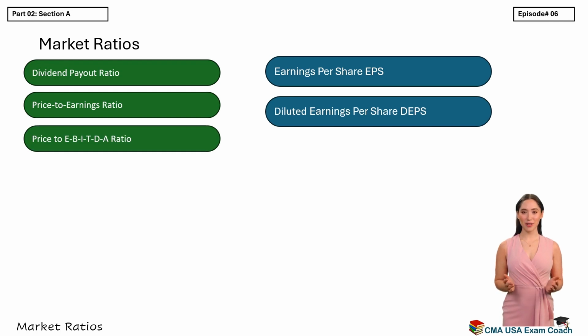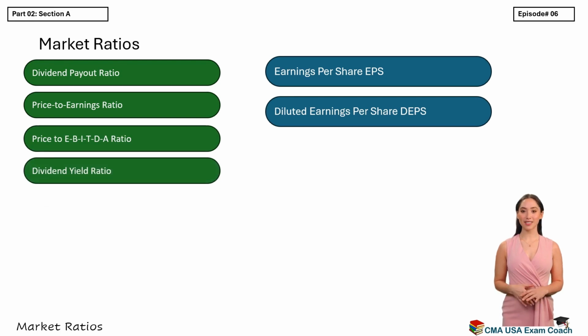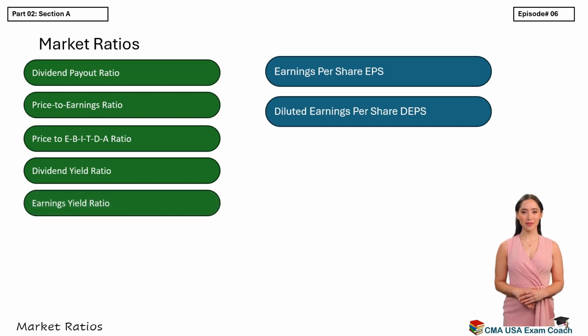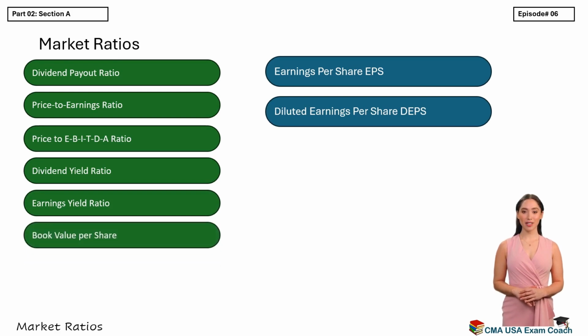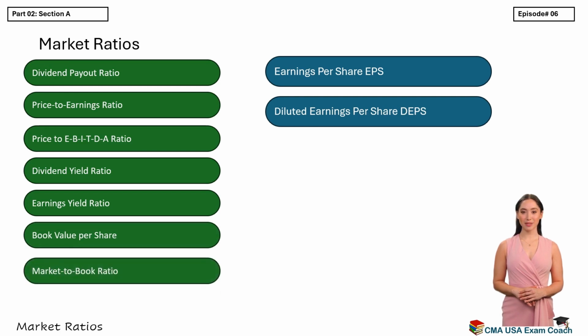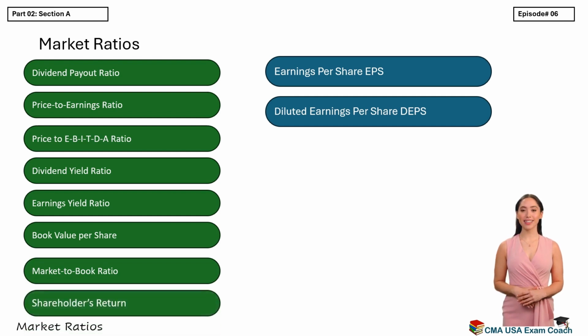Dividend yield, this tells us how much dividend income we get for each dollar invested in the stock. Earnings yield, this is the inverse of the PE ratio and shows the return on investment from earnings. Book value per share helps us understand the net asset value of the company per share. Market to book ratio. This compares the market value with book value to gauge market sentiment. Shareholders' return, the overall return received by shareholders, combining dividends and capital gains. We'll explain each of these ratios with definitions, formulas, and examples to help you prepare effectively for your CMA exams. Now, let's get started with EPS.